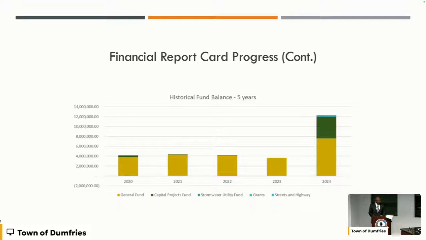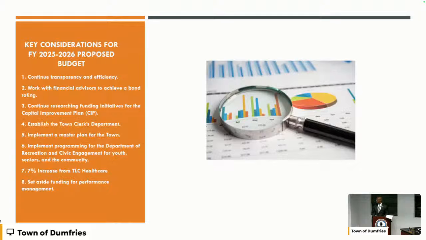So what are the key considerations in this fiscal year 2025-2026 proposed operating budget? The first is to continue to be transparent, effective, and efficient in government. Second, continue to work with the financial advisors to achieve a bond rating. The third is continuing to research funding initiatives for the capital improvement plan. This budget also establishes the independence of the town clerk department. It implements funding for a master plan for the town.